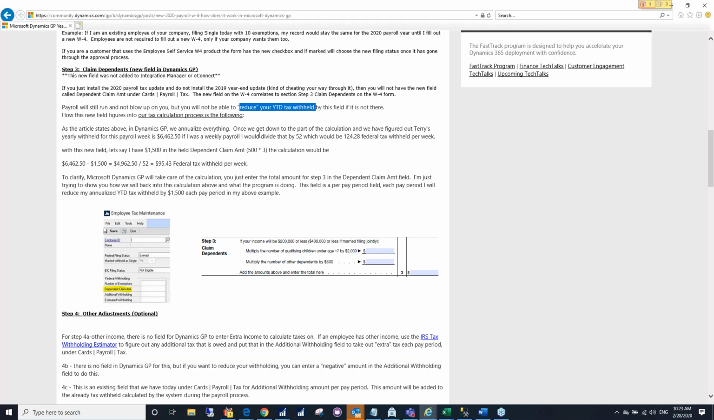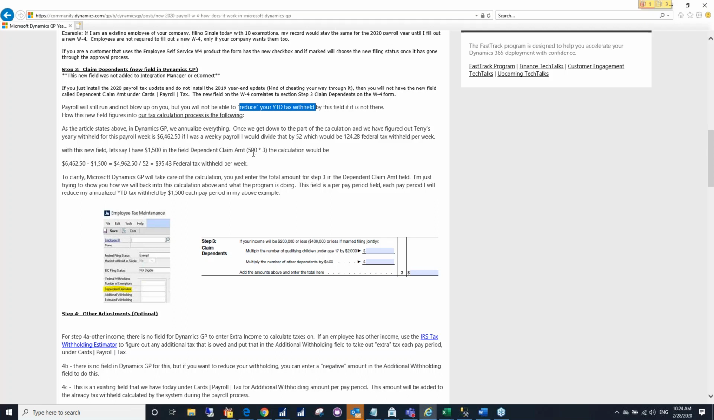So I annualize everything out. Once we get down to the part of the calculation where we have figured out Terry's yearly withheld for the payroll, let's just say my yearly withheld for the year is $6,000. I'm a weekly payroll. I divide that by 52, which would give me $124.28 of federal tax each week. So with this new field, let's say I have $1,500 in the field dependent claim amount.